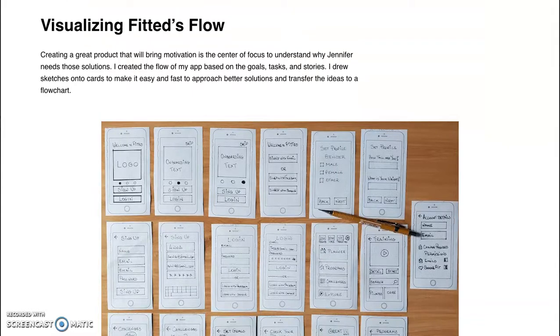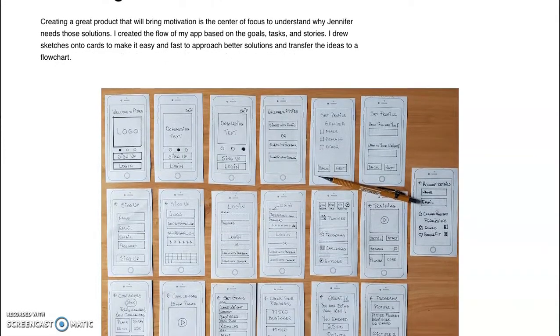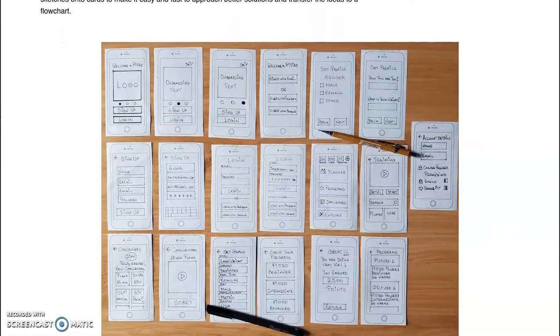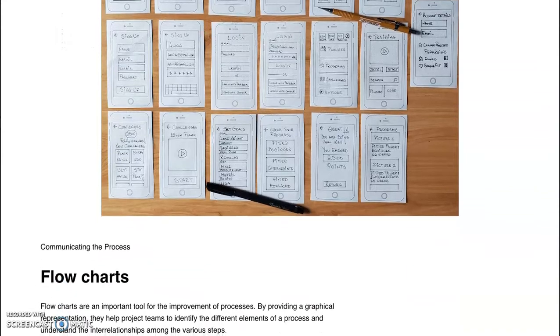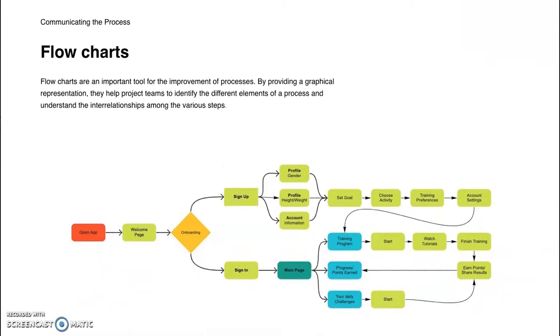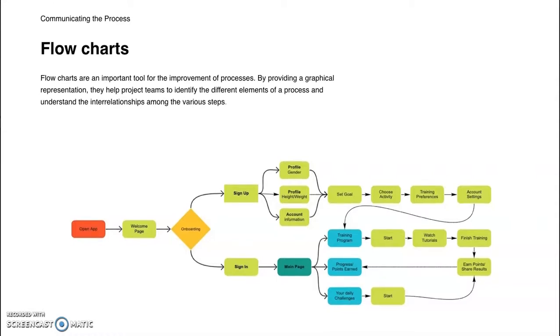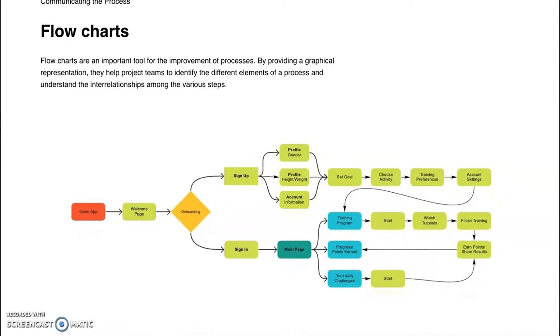With my persona step ready, I moved on to flows. I created a user flow to keep me on track while designing the app, and my flowchart to provide a graphical representation to help the project team identify the different elements of the process and understand the interrelationship among the various steps.